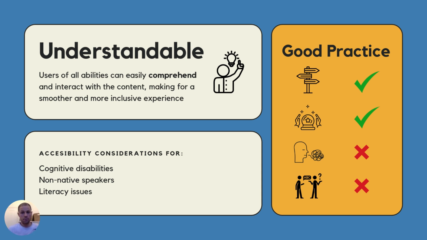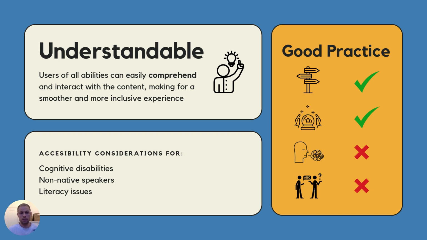Let's move on to the third principle now, and that's that content should be understandable. But what does that mean? That means that users of all abilities can easily comprehend and interact with the content, making for a smoother and more inclusive learning experience. So, users to bear in mind for this principle might be users with cognitive abilities, so people who are neurodiverse, non-native speakers, so people who have English as an additional language, and users who may have literacy issues.